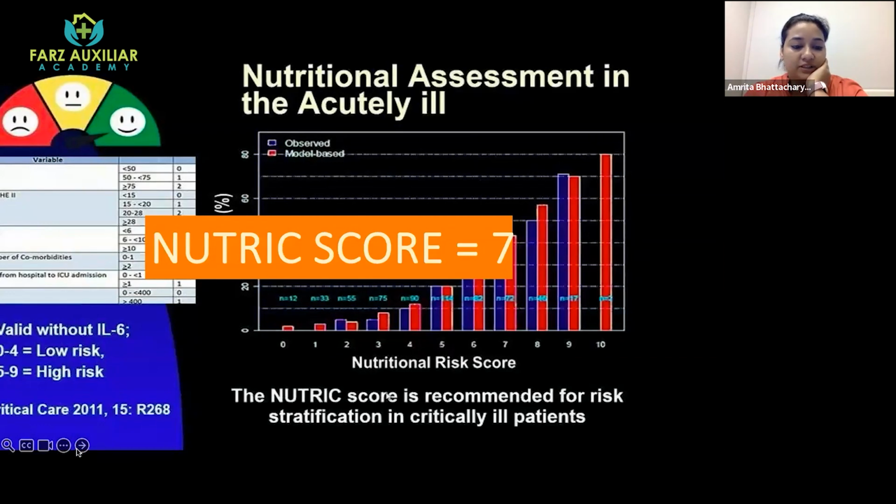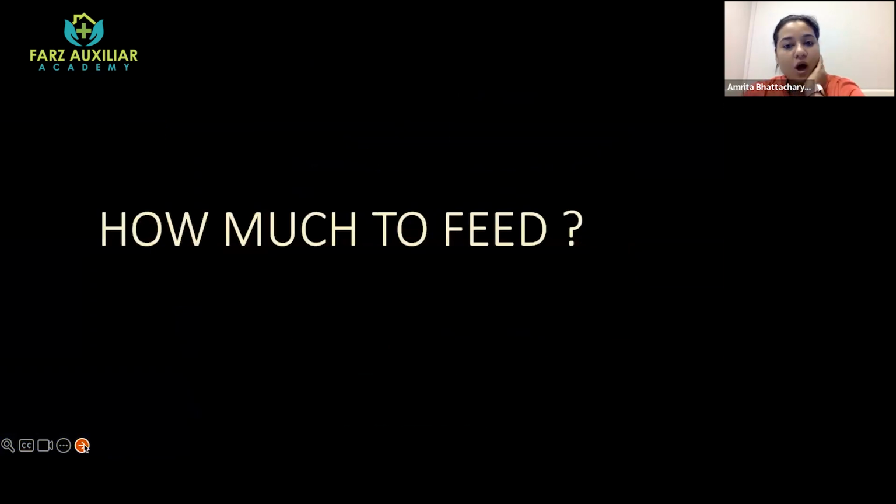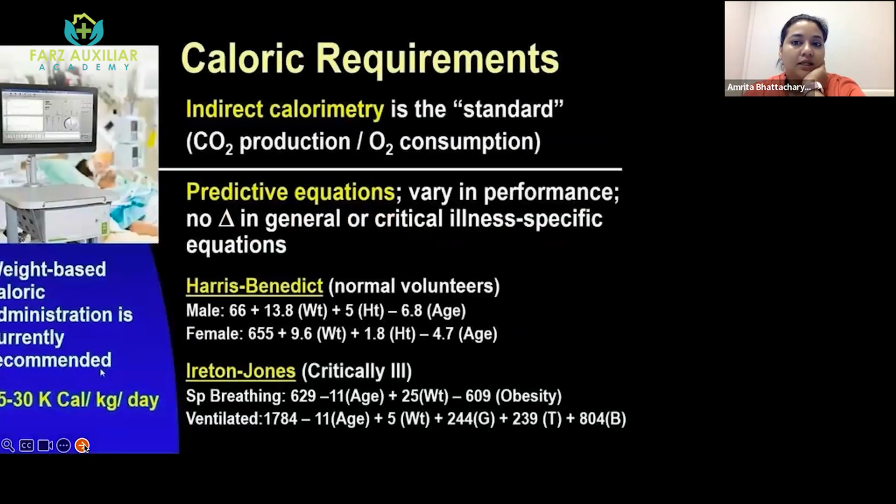So now we come to the question regarding this patient. You can see here that a NUTRIC score of 5 to 9 is high risk, even if it is done without an IL-6. So now you have a patient who has a high nutritional risk, and you want to know how much you want to feed this patient. Regarding caloric requirements, they should ideally be calculated by indirect calorimetry. It is the gold standard. It actually measures your CO2 production and your oxygen consumption and tells you the caloric requirement of your body.